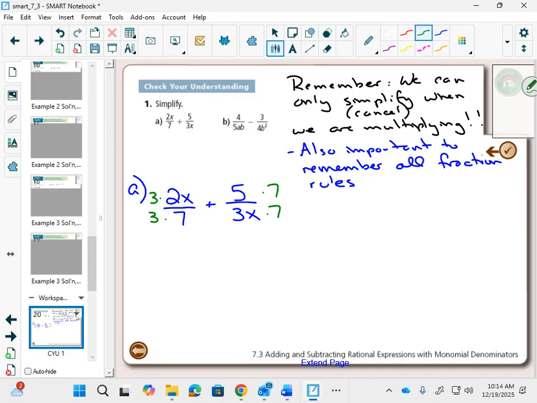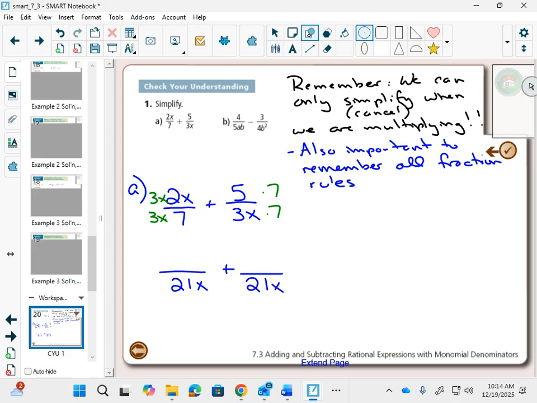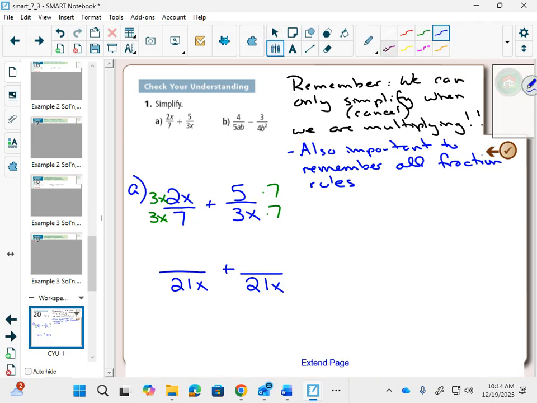Then we look at our variables. The second one has an x, the first one doesn't. So I need an x in the first one, so I add that in as well. This will get me a common denominator of 21x in both of them, which is what I want for adding. The top here, 3x times 2x, will give me 6x squared. And the second one, 35.